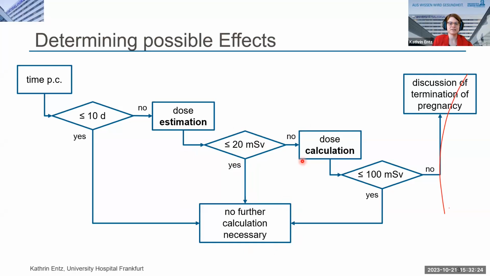So start with more detailed values. And again, here you would separate it into two groups. If you're in the medium dose range, again, you wouldn't have to do anything further. And only if you're in a very high range, you would talk about maybe possibly terminating the pregnancy.